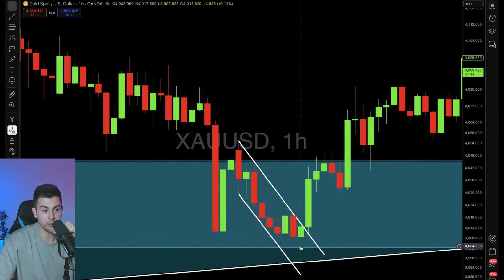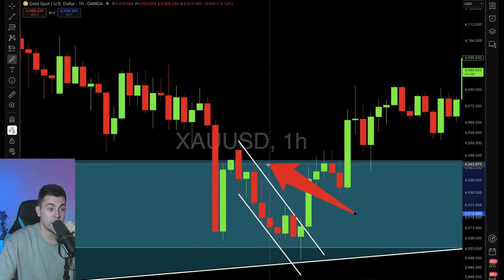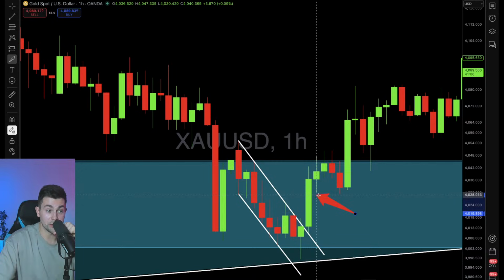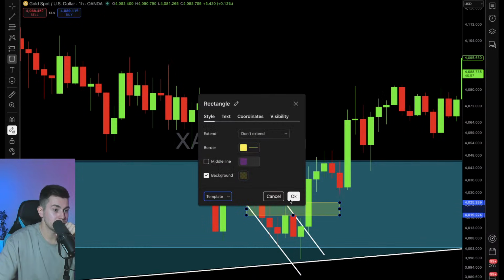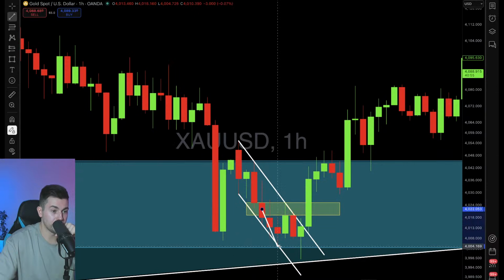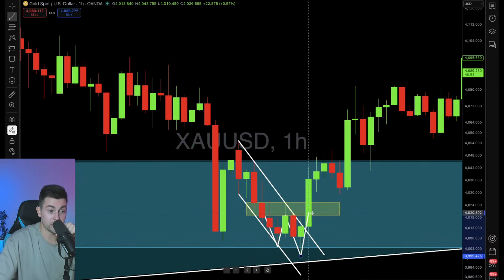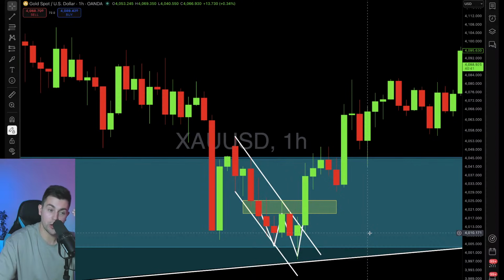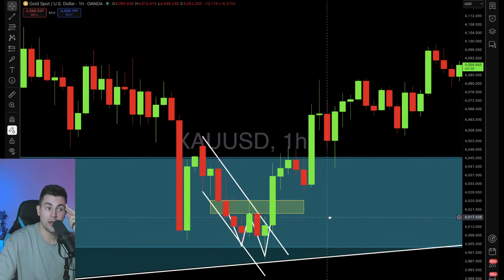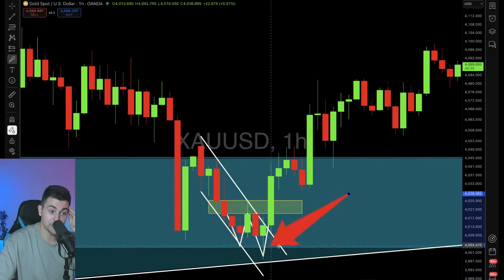We got a falling parallel channel here that was broken, and its resistance was violated with a high momentum bullish candle. Also, within this channel we got a double bottom pattern formation, and we also got a nice bullish engulfing candle within the boundaries of this channel. So we got a lot of bullish price action and candlestick confirmations yesterday after a test of that area.